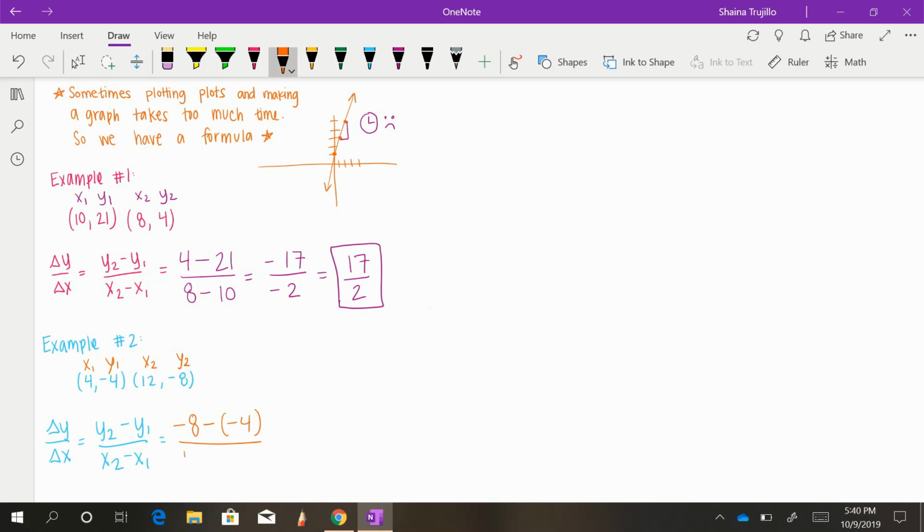Okay, well, x2 is 12 minus x1 is 4. Okay, so now I have -8 minus a -4, which if you remember, makes that a positive. So now -8 plus 4 is -4, all over 12 minus 4 is 8. So now I have a -1/2 as my slope. Ta-da!